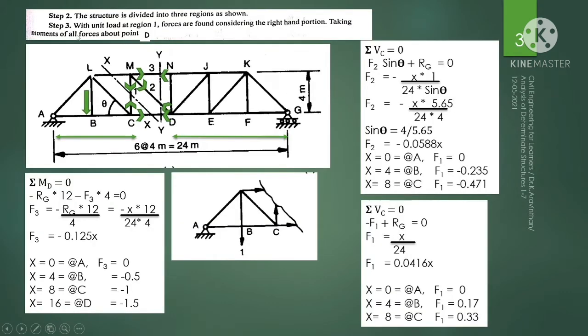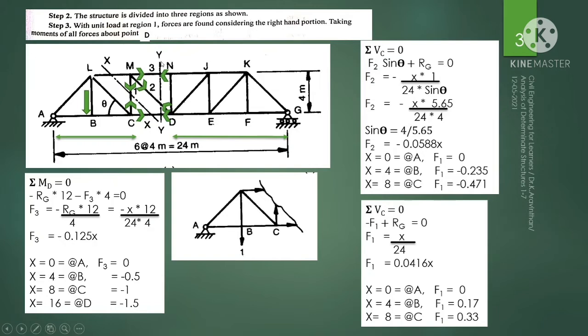We shall proceed with the next step. The structure is divided into three regions, that is region 1, 2 and 3. With the unit load at region 1, we are placing a unit load and taking the moment of all the forces about the point D. This is our point D. If the load is placed at one end, we will find the reaction at the other end.